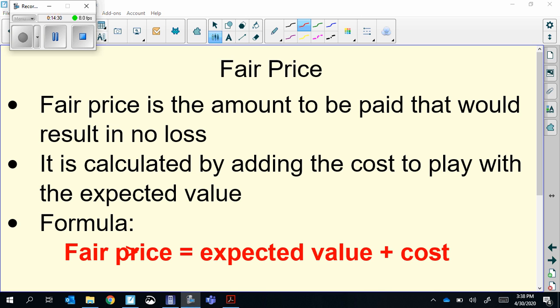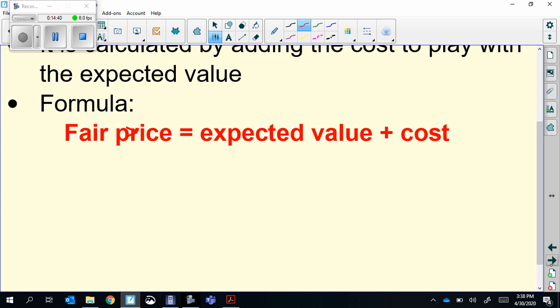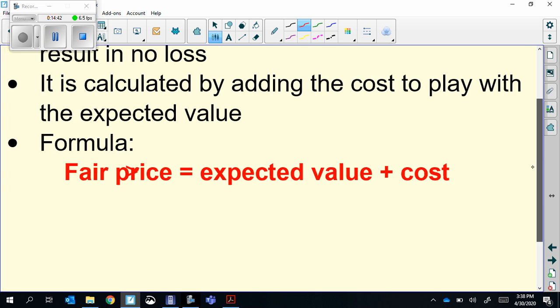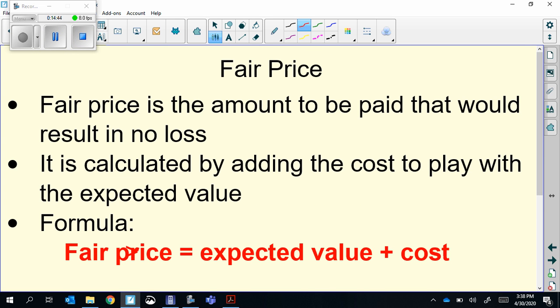So we calculate it by adding the cost to play with the expected value. And that's how we get the fair price. So fair price is the expected value plus the cost. And we said, to be fair, that should be 0.